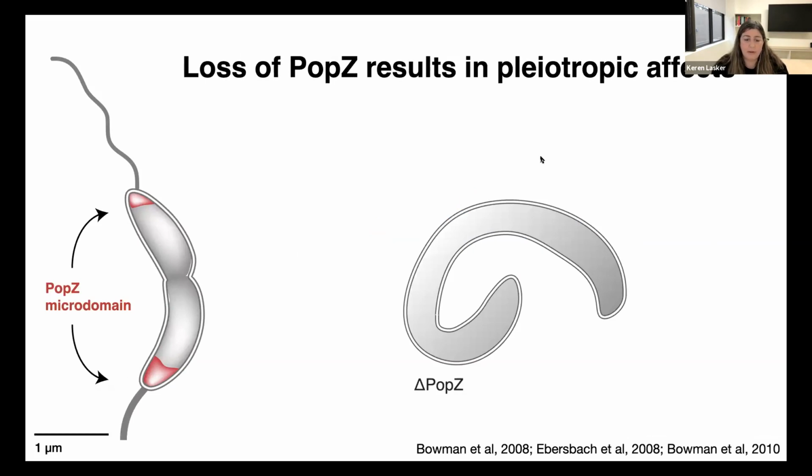What else do we know about PopZ? Loss of PopZ results in multiple problems with the cell in morphogenesis, polarity, and cell cycle control. The cell will survive, but grow very slowly, and lose all of these asymmetry hallmarks such as the stalk and flagella, and essentially it's just a mess.